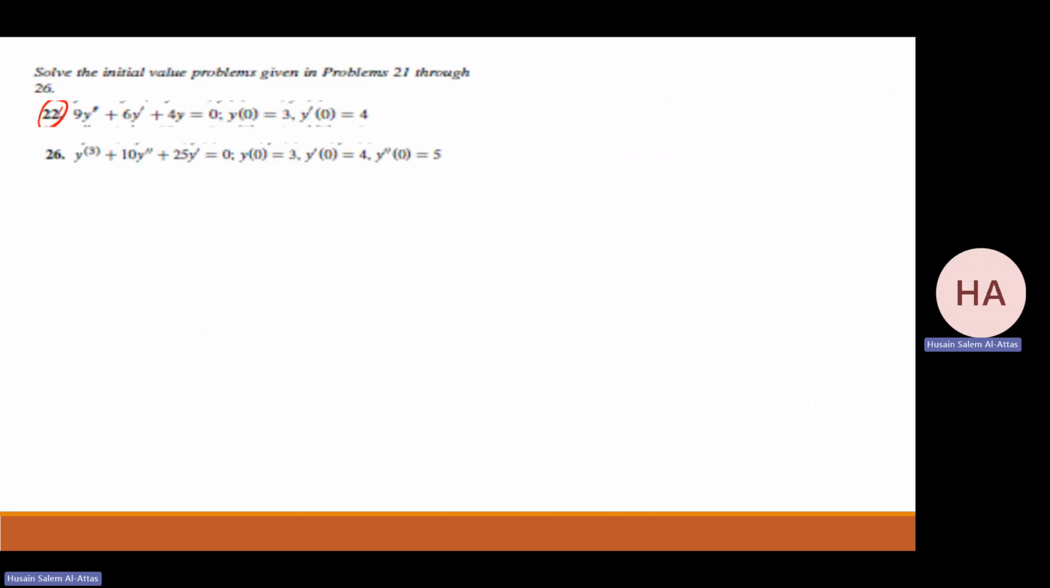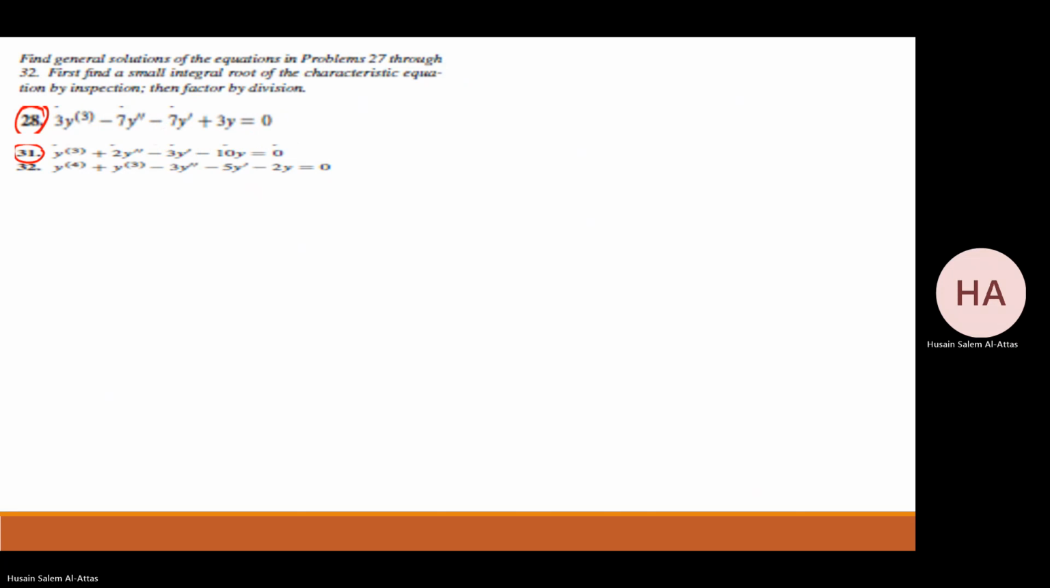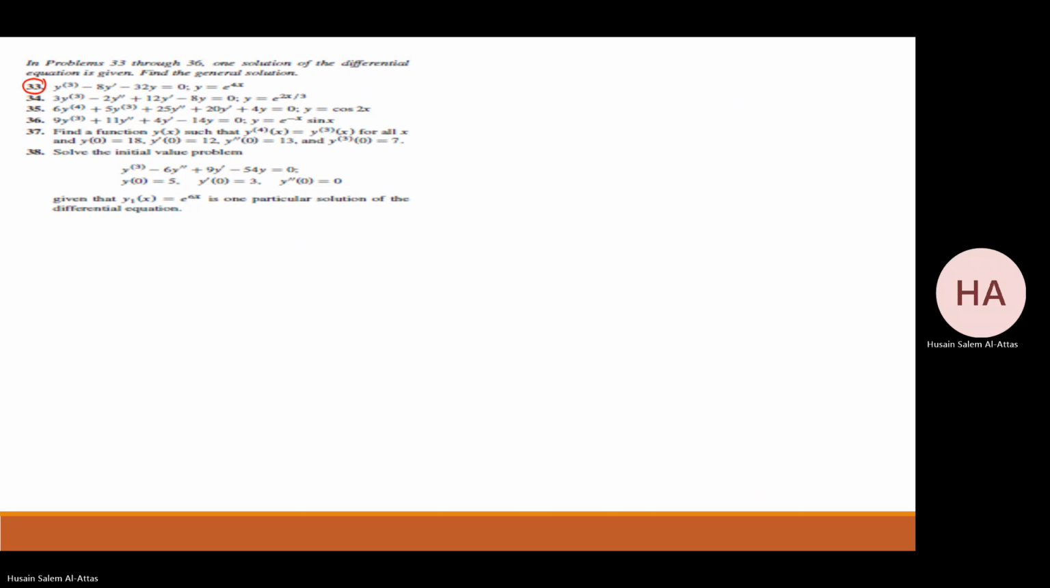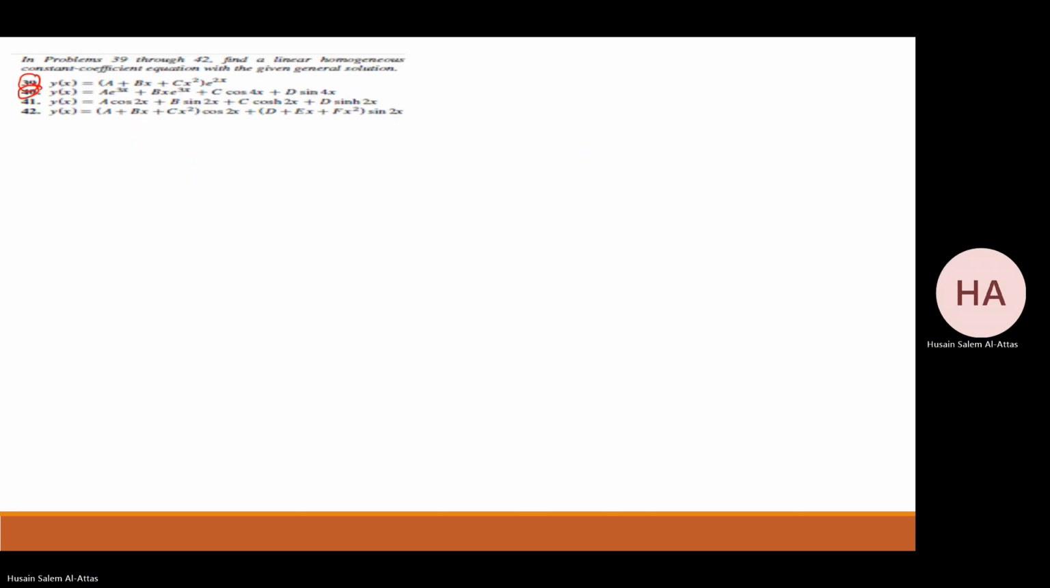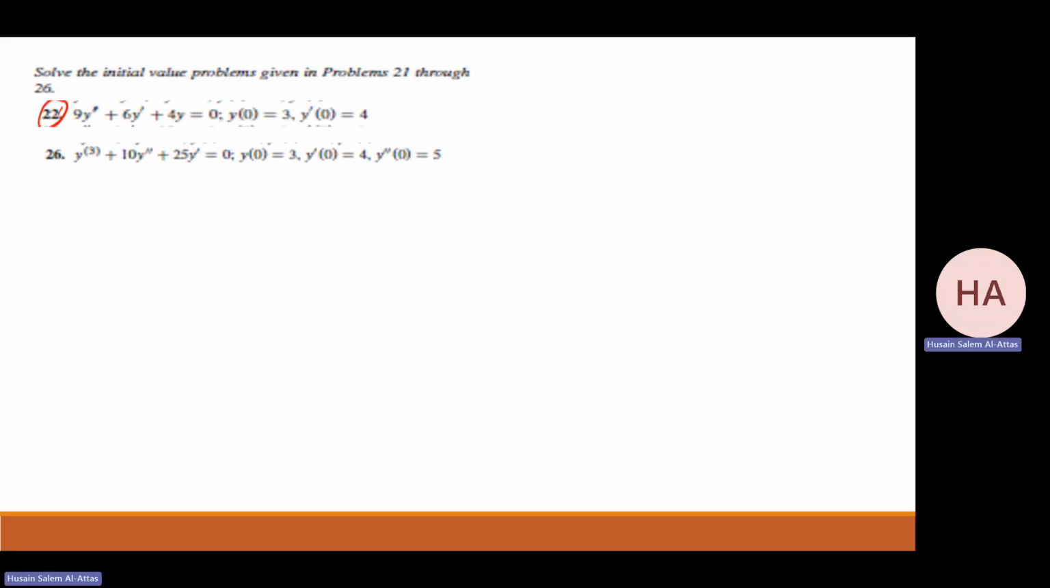Solve the initial value problem. Okay. So I need to solve the auxiliary equation and then the initial value. Find the general solution. First find the small integral root by inspection. Given this. Yeah. Okay. I think the idea is very clear, but you need to do the calculation now.